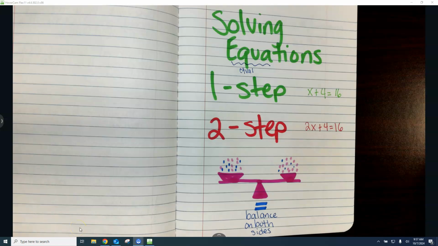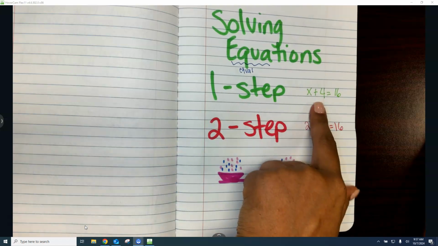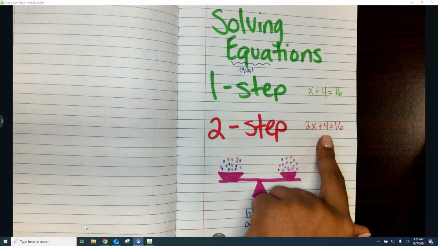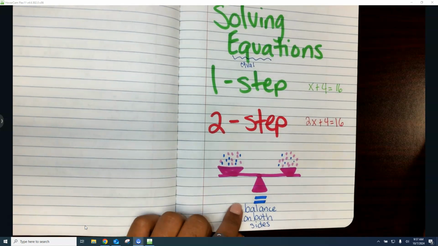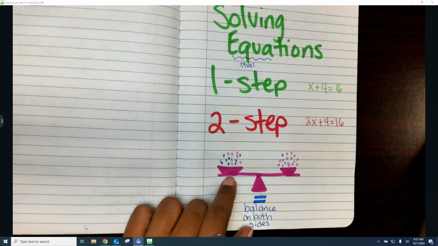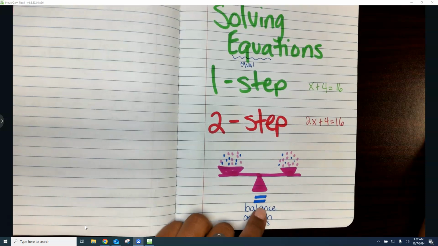All right, today we are learning how to solve equations. We're going to take a look at one-step equations and two-step equations. Now, the most important thing about solving equations is having balance on both sides of your equal sign.